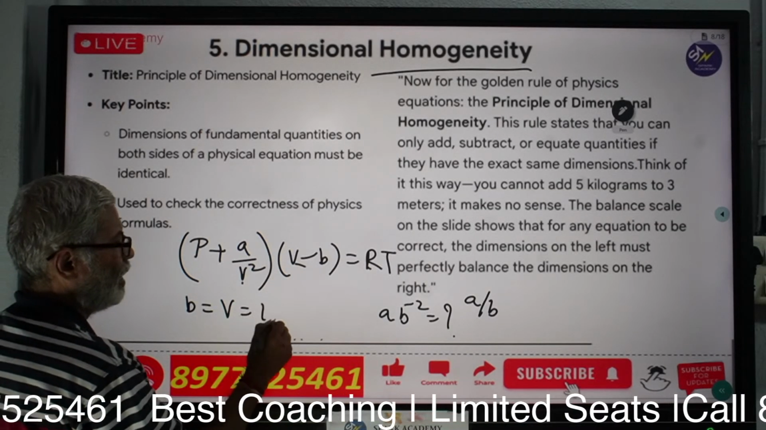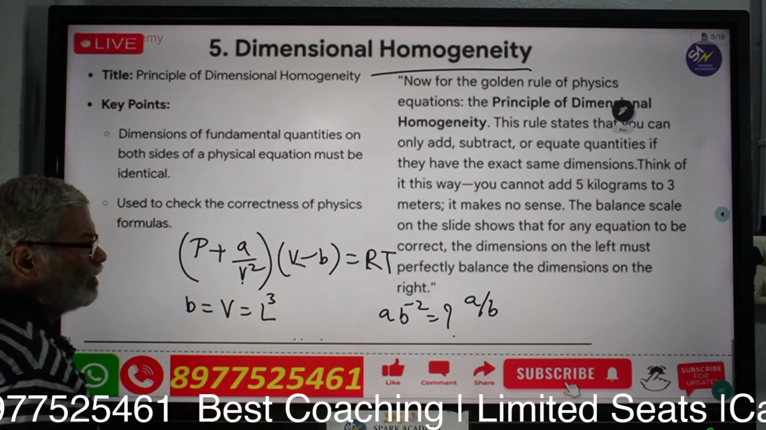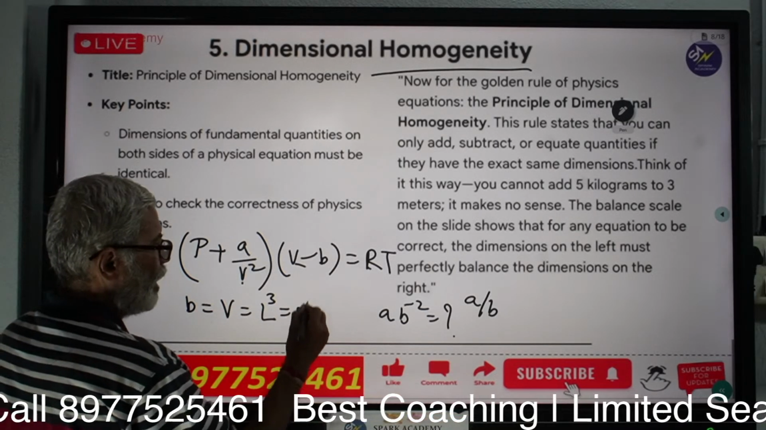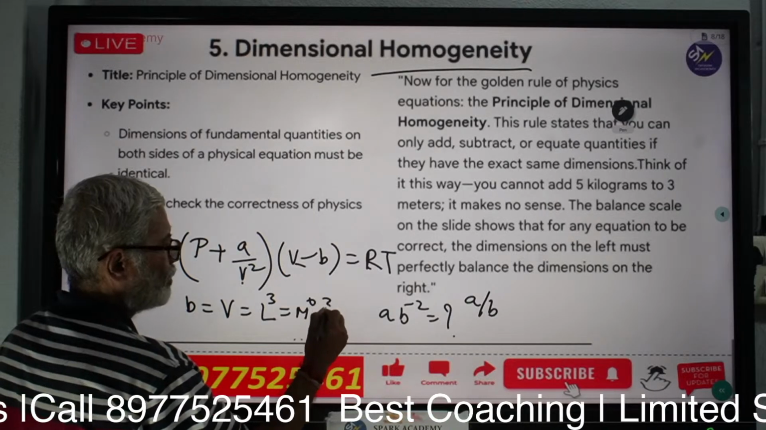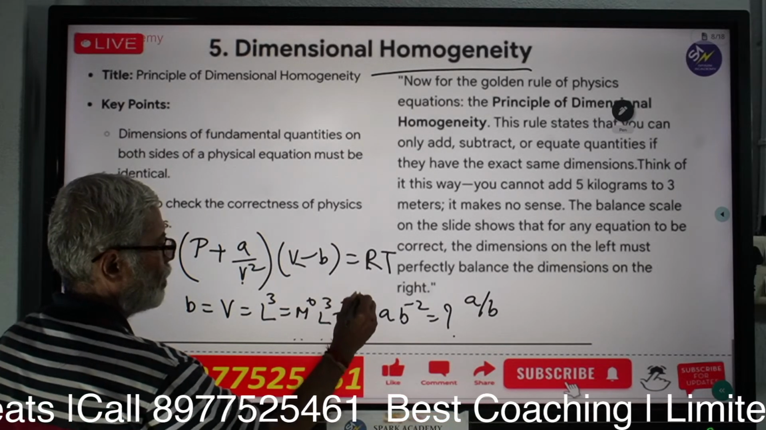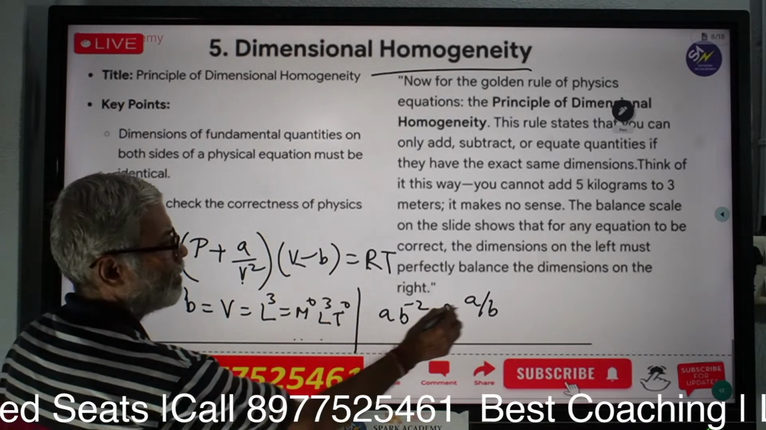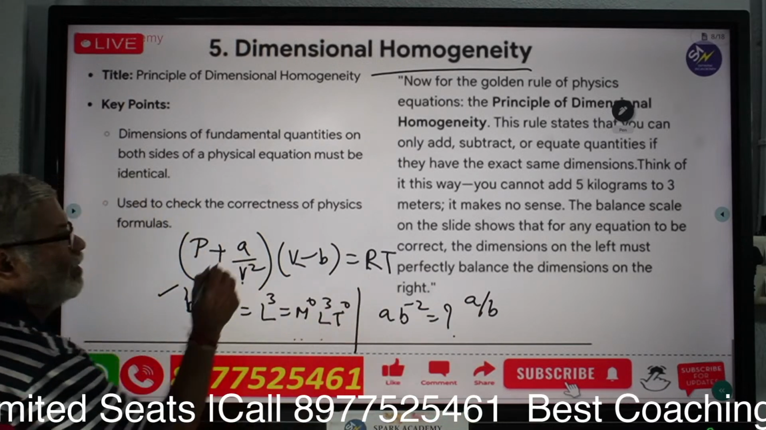Volume is nothing but L cube. Length into breadth into height, no? So the dimension of B will be equal to M to the power 0 L to the power of 3 T to the power of 0. This is the dimension for B. So we know B. What about A?